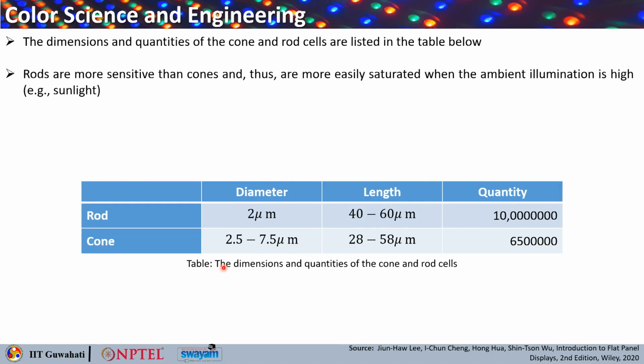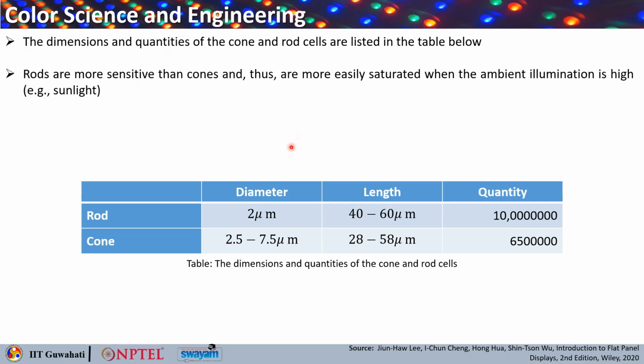The dimensions and quantities of the rod and cone cells can be seen in this particular table. The diameter of a rod cell is around 2 micron, whereas cones are 2.5 to 7.5 micron. Length for rods is 40 to 60 micron, whereas cones are 28 to 58 micron. You can see the quantity of rod cells is much larger, almost 10 crore, and there are around 65 lakh cone cells.